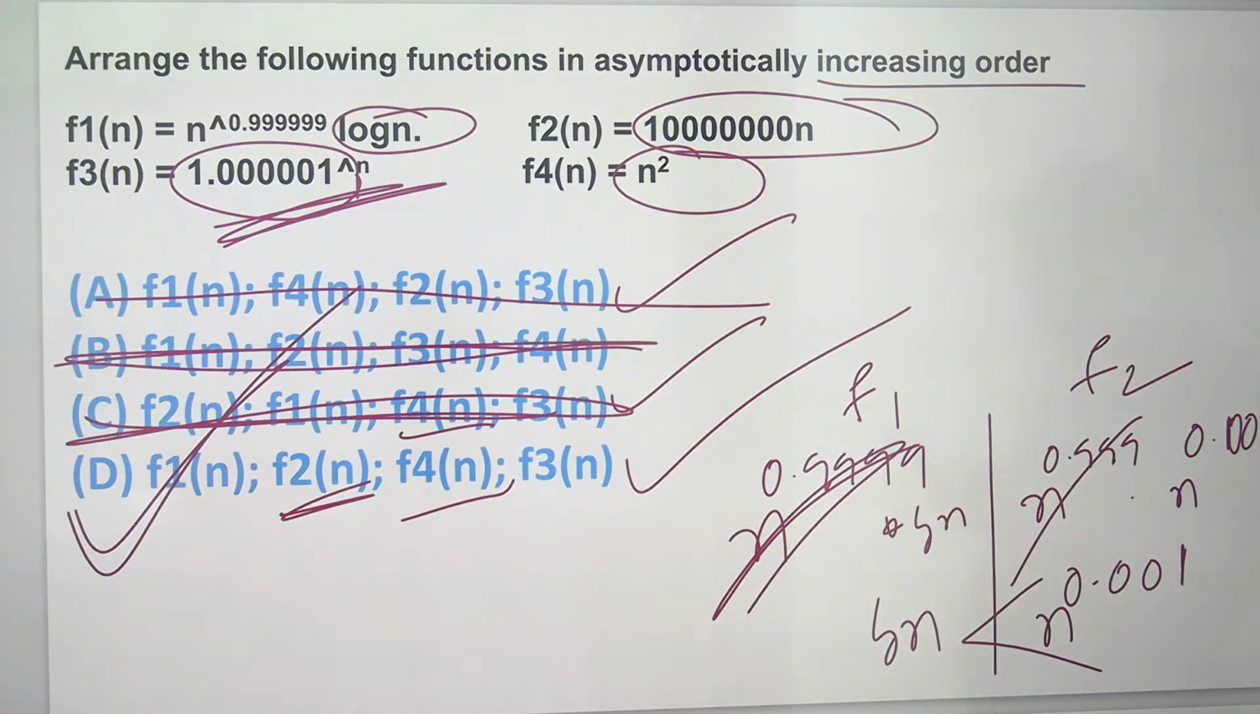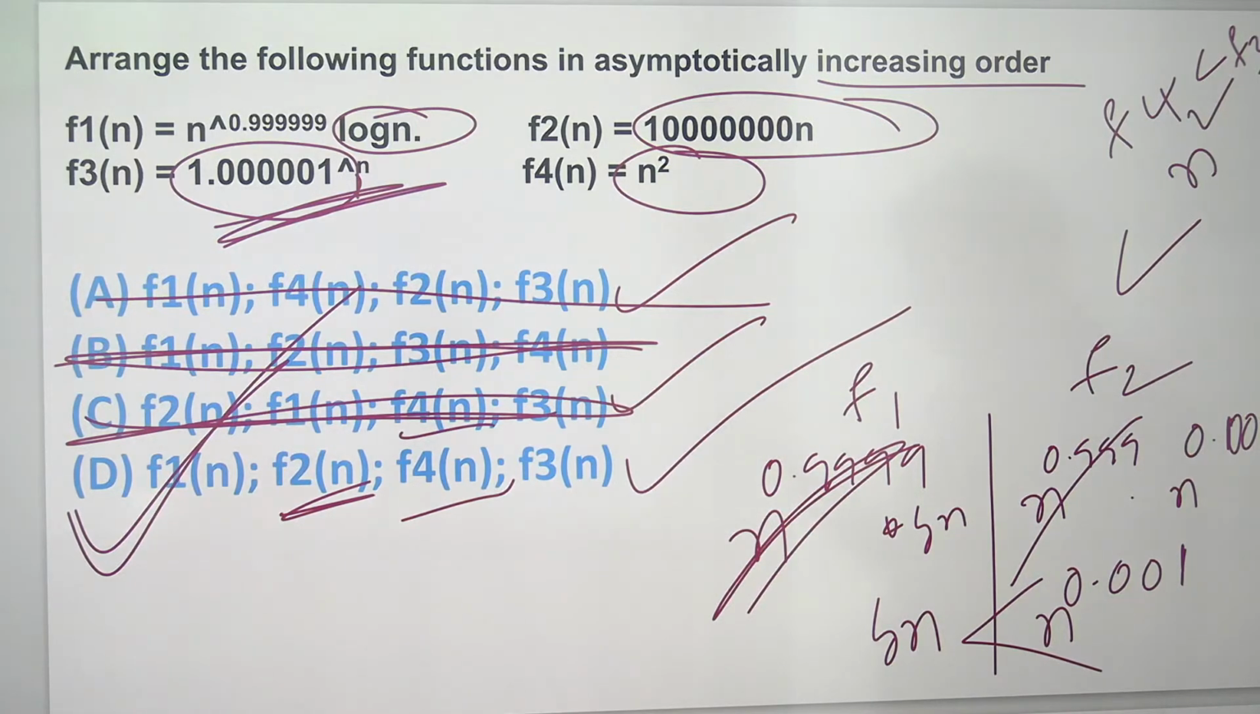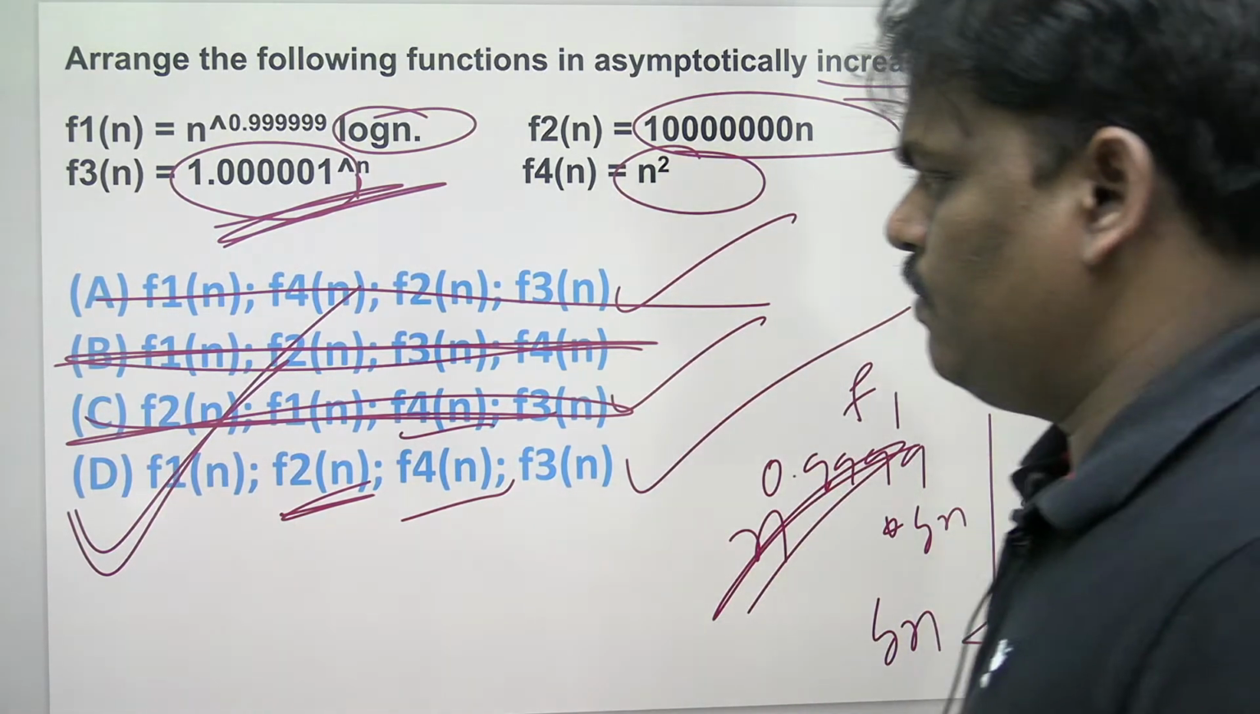Answer is D. Please see F1, F2. Everyone knows, comparing F1, F2 bigger means comparing F2 compulsory. N square bigger means F4 bigger. Comparing F1, F2 bigger, comparing F2 compulsory, F4 bigger. Comparing F4, F3 bigger. So over. So the answer is F1, F2, F4, F3. D is the answer.